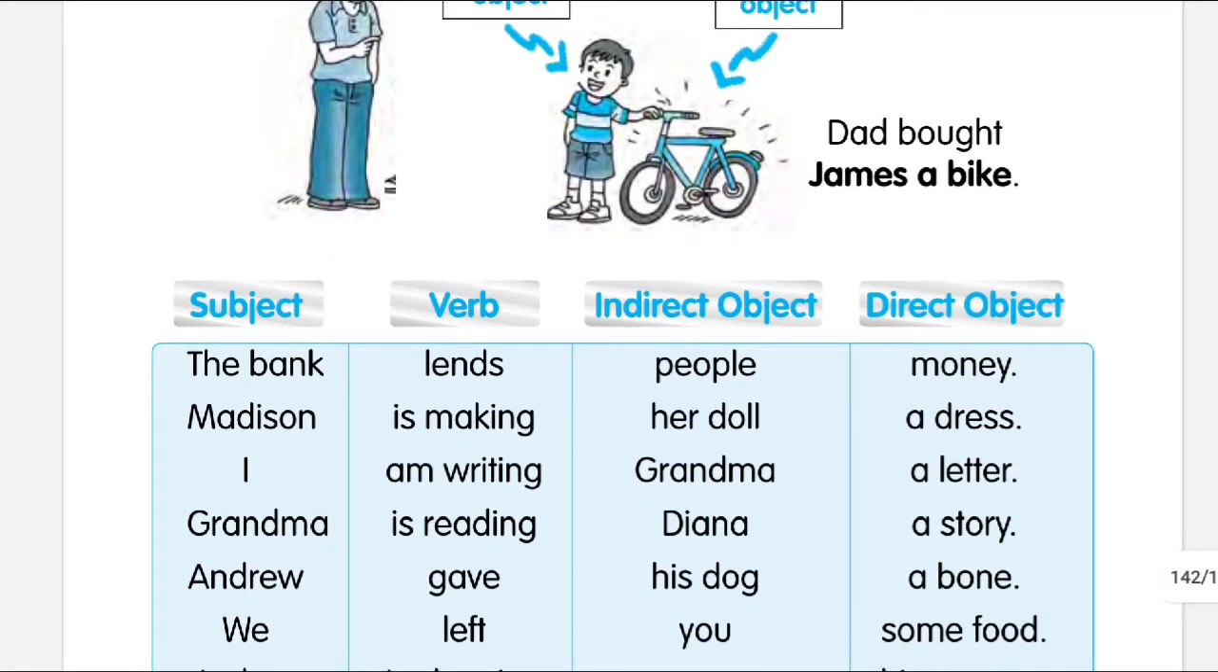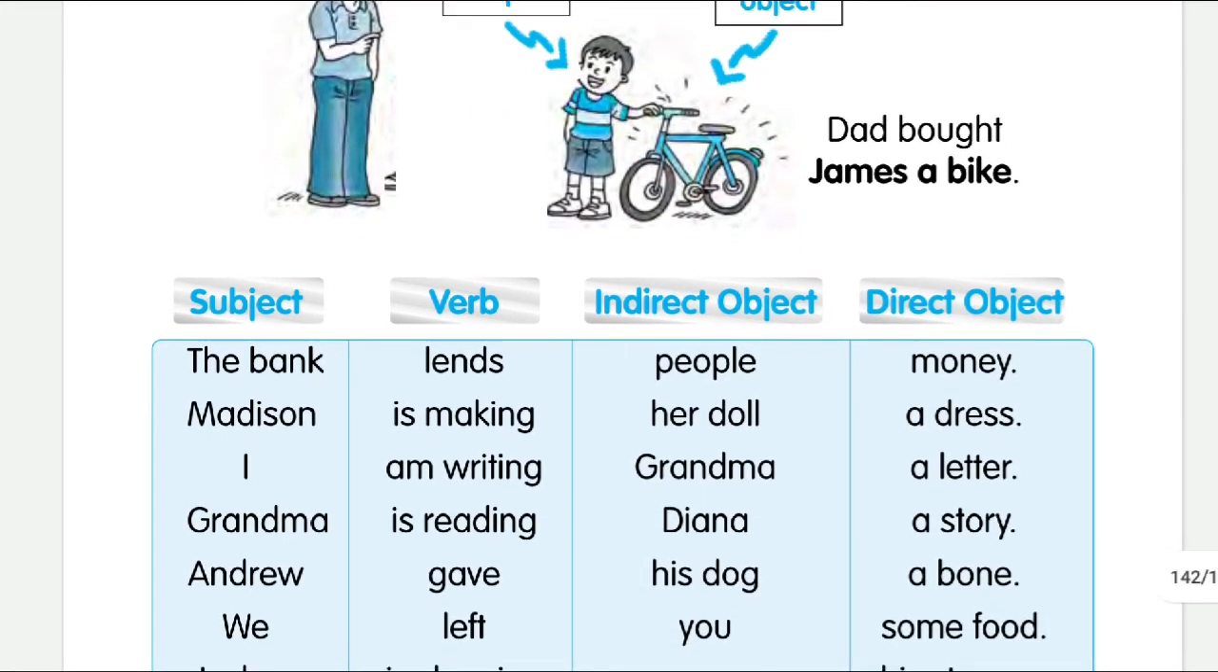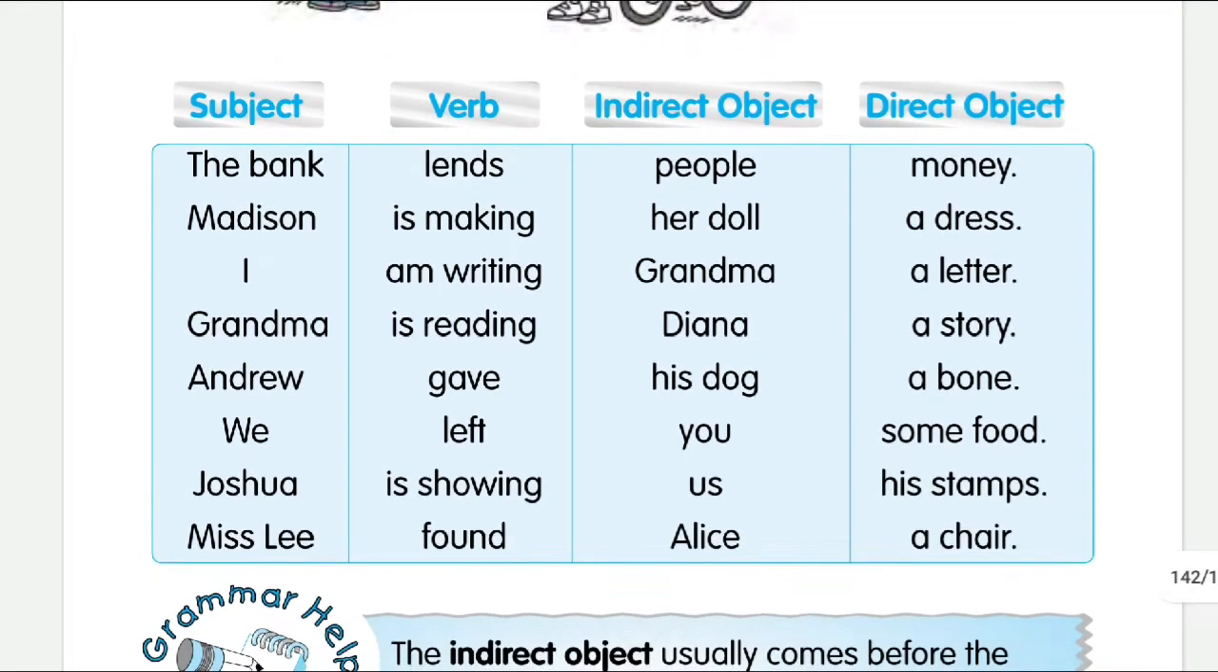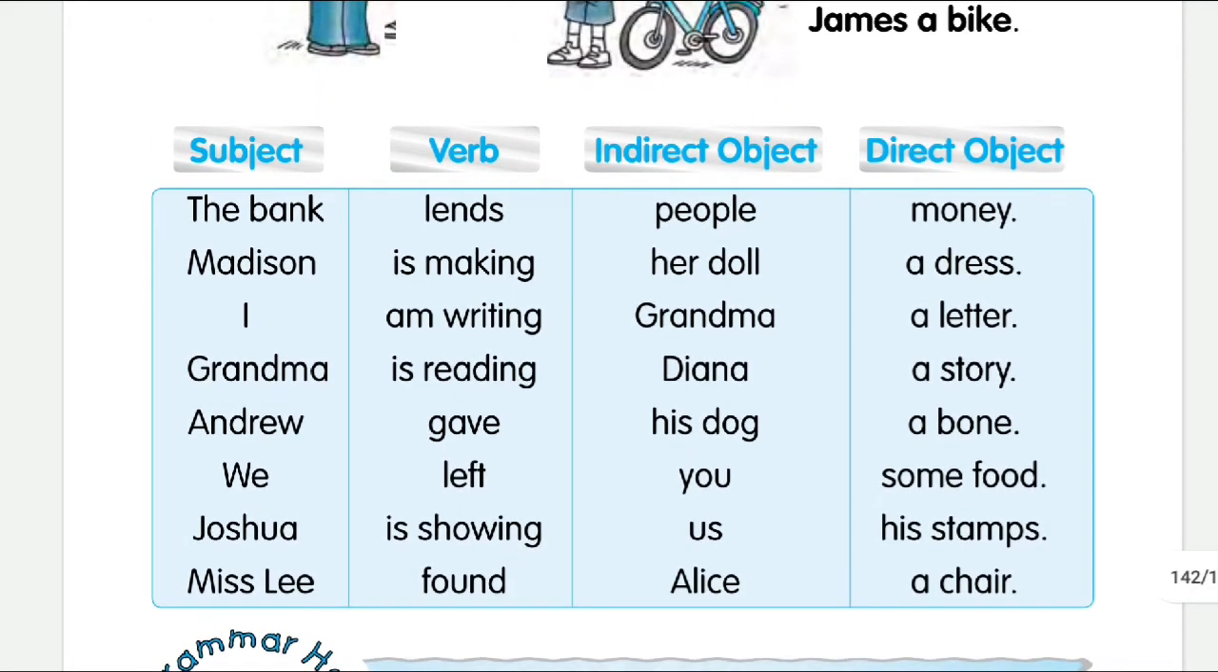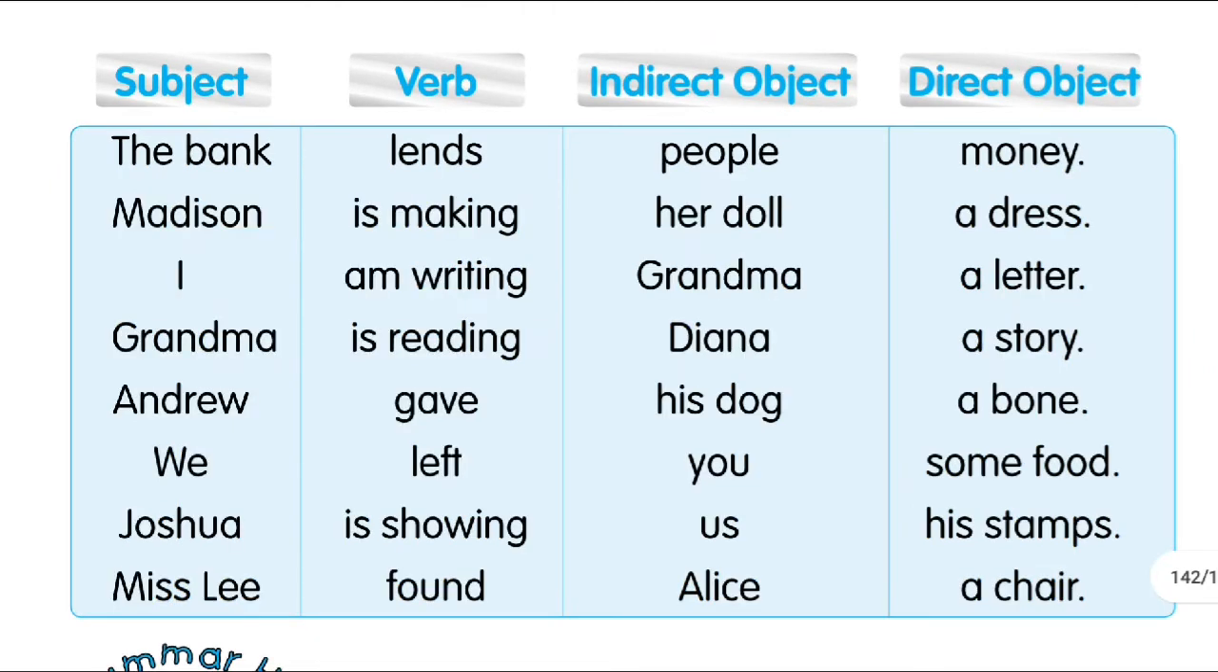Here you can see subject, verb, indirect object, and direct object. In this table it is very clear. The bank lends people. It's not enough. But what does the bank lend? Money is the direct object, the direct thing.